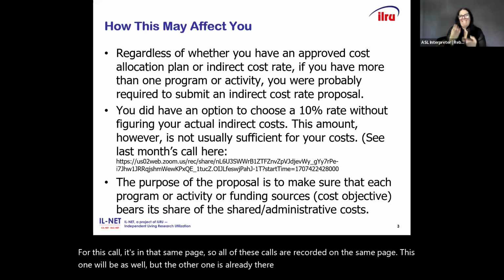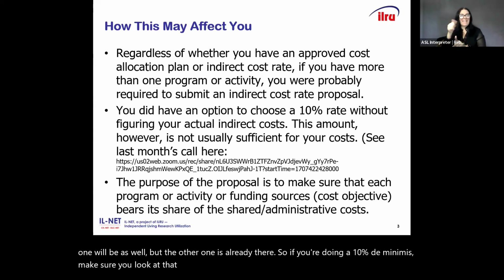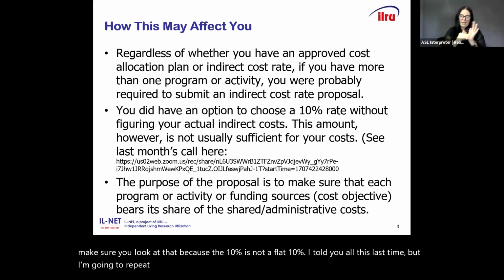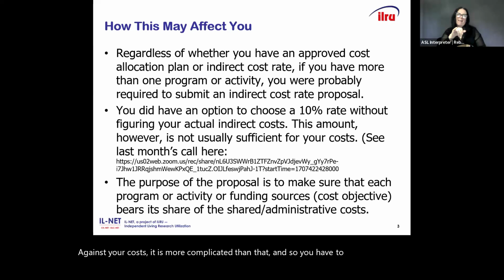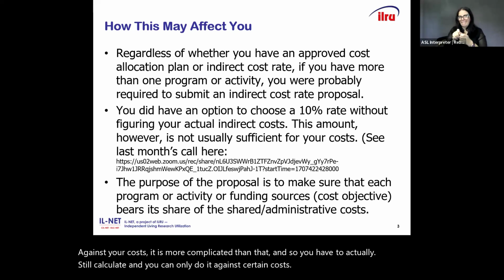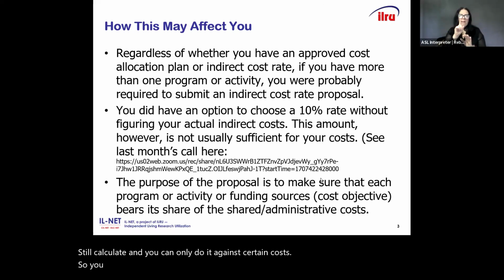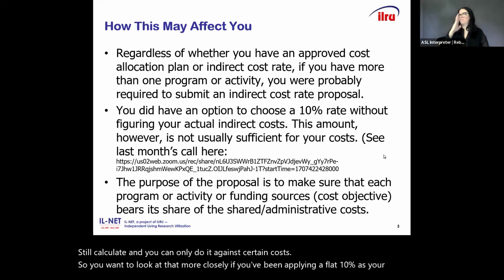So if you're doing a 10% de minimis, make sure you look at that, because the 10% is not a flat 10%. I told you all this last time, but I'm going to repeat it. Not a flat 10% against your costs. It is more complicated than that. And so you have to actually still calculate, and you can only do it against certain costs. So you want to look at that more closely if you've been applying a flat 10% as your administrative rate.